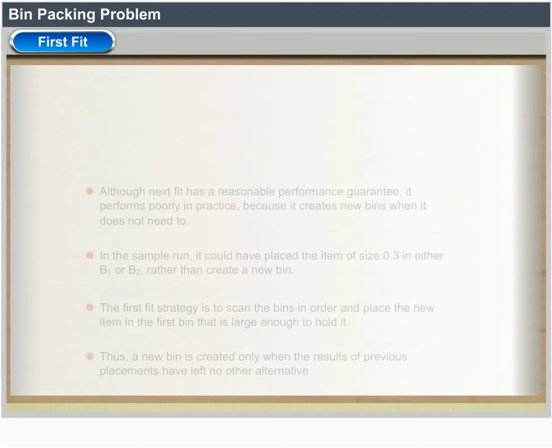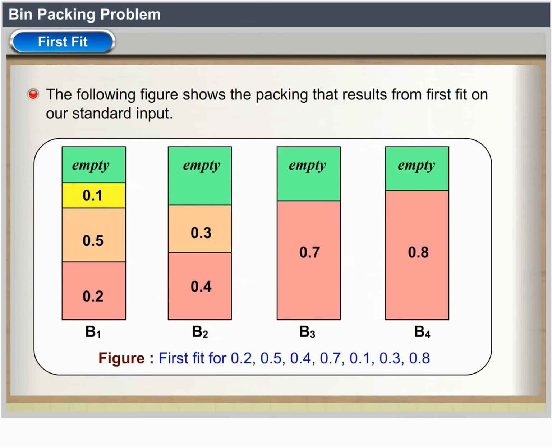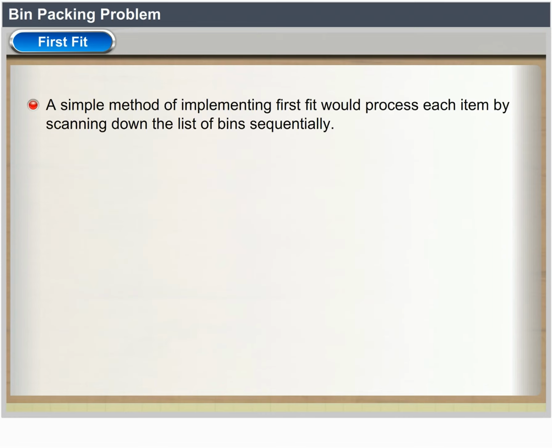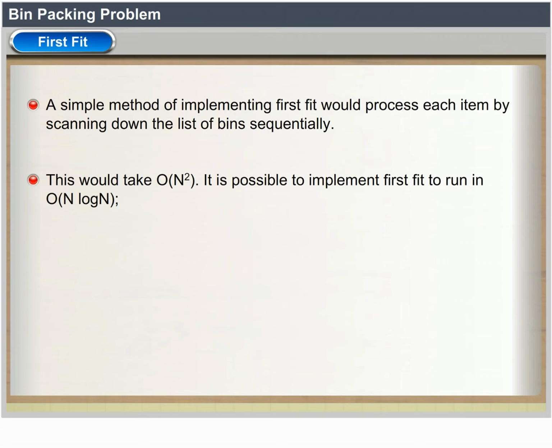The following figure shows the packing that results from first fit on our standard input. This figure shows first fit for the given sequence. A simple method of implementing first fit would process each item by scanning down the list of bins sequentially. This would take O(n^2). It is possible to implement first fit to run in O(n log n).